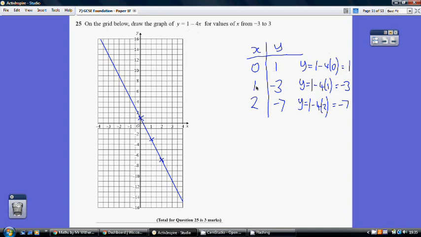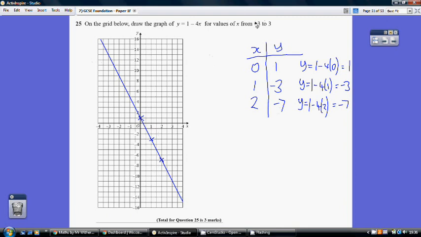Now when x is 1, let's substitute 1 into the function. So y equals 1 take away 4 lots of 1, which is 1 take away 4, which is minus 3. So our second coordinate is (1, -3). And then a third for luck really, when x is 2, y equals 1 minus 4 lots of 2, which is 1 minus 8, which is minus 7. So when x equals 2, y is minus 7. So there are 3 points. So I can now get out my ruler and draw a line carefully through these 3 points.